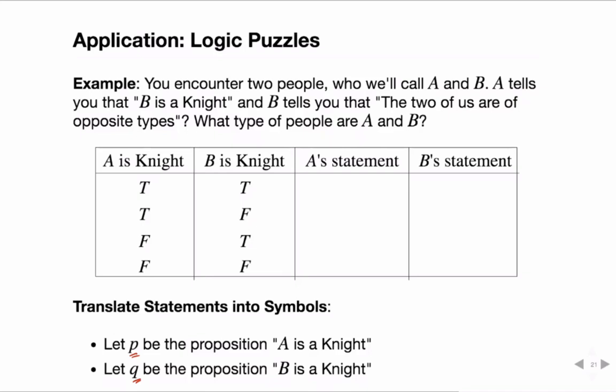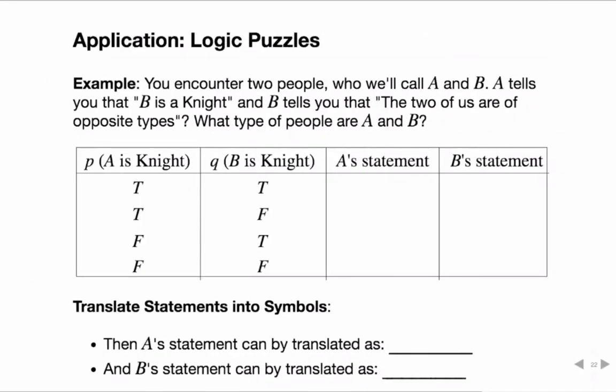And so I'm going to denote the first two columns of my truth table by P and Q, which are the statements that A is a knight and B is a knight. And the next thing I'm going to do is translate A's and B's respective statements into a compound proposition based on P and Q and based on what the two people said.